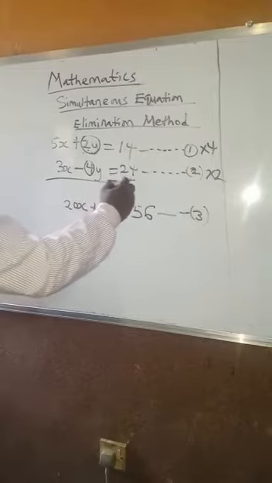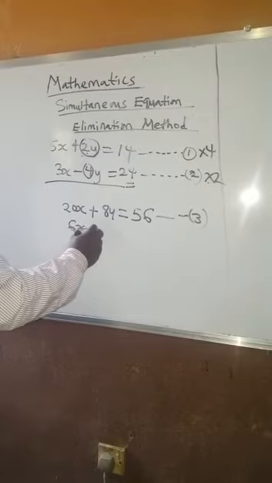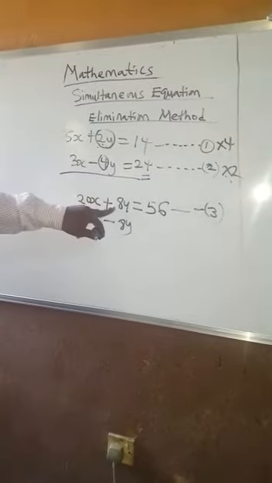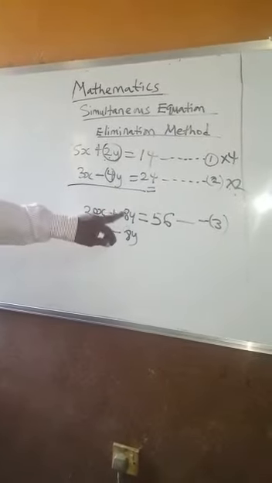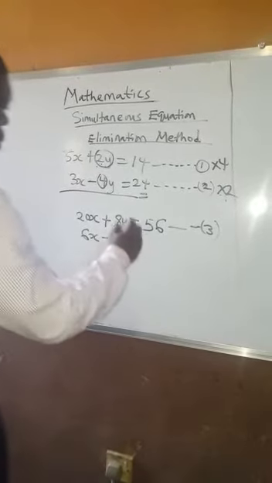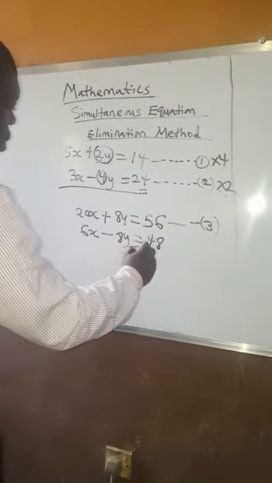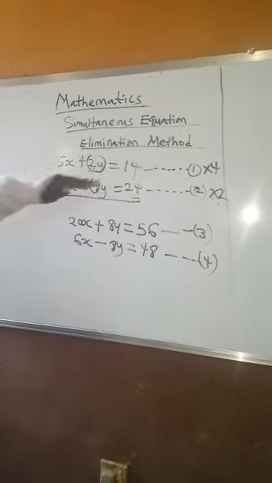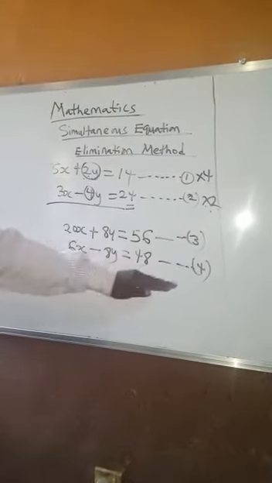Now looking at the second equation, we multiply all by 2. 2 times 3x gives 6x. Minus 2 times 4y gives 8y. Can you see? We have 8y here, 8y here. It can now be easily eliminated because we have the same coefficient of y. That was what I said earlier on. Now we continue. 2 times 24 gives 48. 2 times 2 is 4. We have equation 4. So we have changed the face of equation 1 as well as equation 2, forming equations 3 and 4.